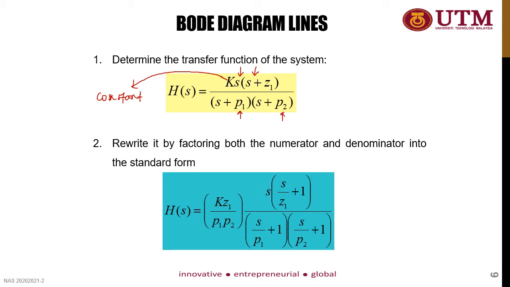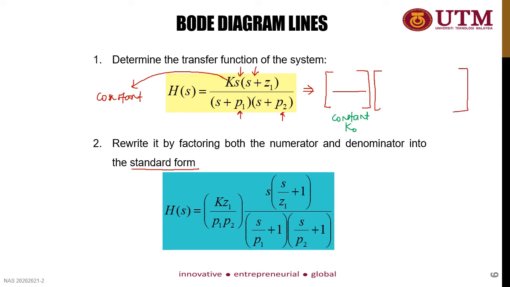Okay, once you have the transfer function, you need to rewrite the transfer function in standard form. What does it mean by standard form? It means that you need to separate the transfer function into components. It consists of two main components. The left hand side I call a constant, k naught, and then on the right hand side you have the s components equation.